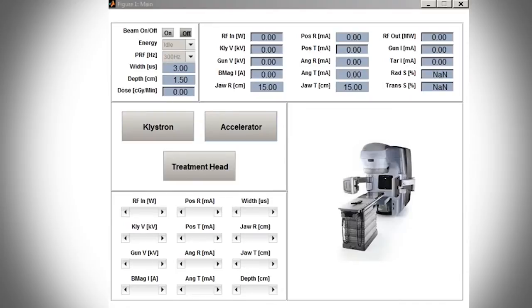At the top are the physical parameters that describe how the Linac beam is set up. This includes things like RF driver power, Klystron pulse voltage, gun voltage, and bending magnet current. Also at the top are other beam parameters that depend on how these more basic parameters are set. These are things like target current and dose rate. At the bottom left are sliders that allow the user to adjust the electrical inputs to SIMAC. Not only does this include modulator parameters, but it also includes beam steering parameters, jaw size, and pulse width.